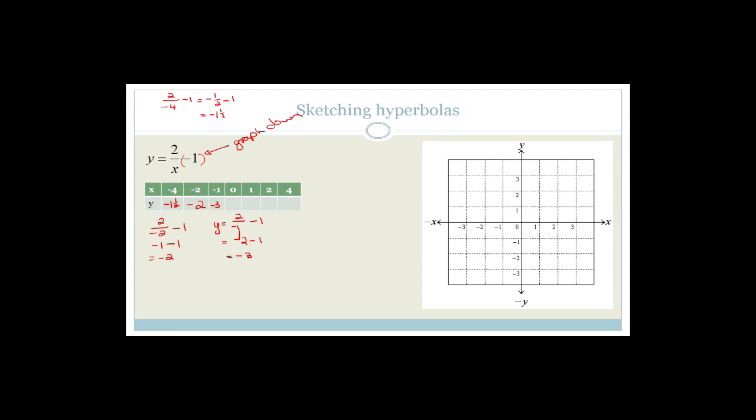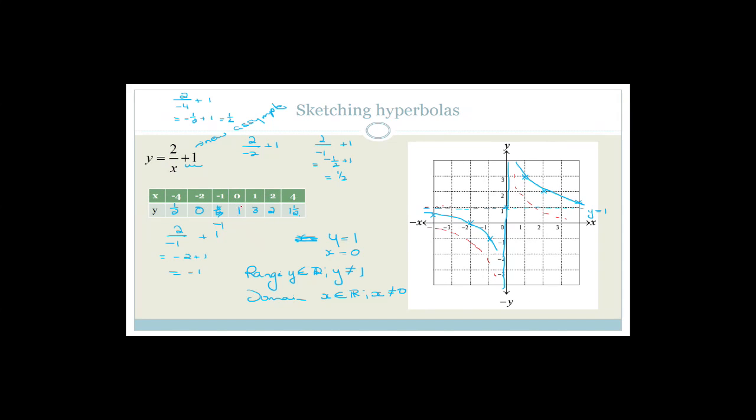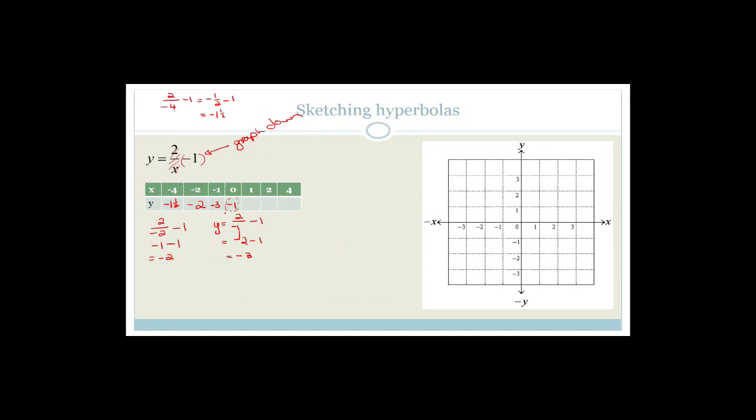If x is 0, do you agree that it doesn't exist? And now we have a minus 1. Remember what was special about this last time. When we did it last time, that special value was actually the asymptote. Similarly, this is going to be the asymptote, but we'll prove it to you. When x is 1, y is equal to 2 divided by 1, minus 1. 2 divided by 1 is 2, minus 1 is just 1.